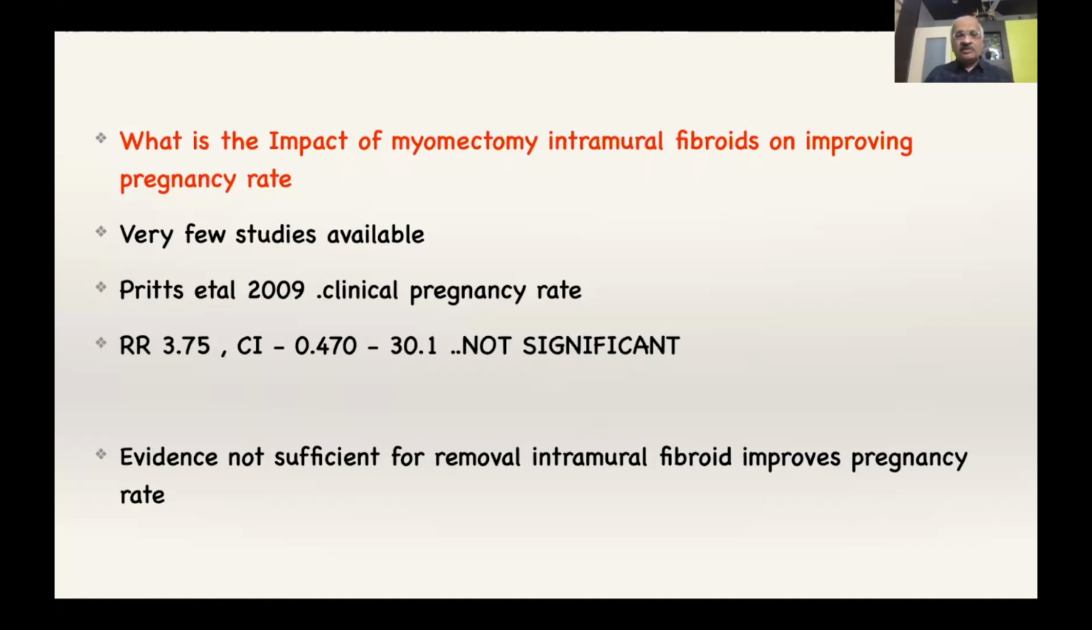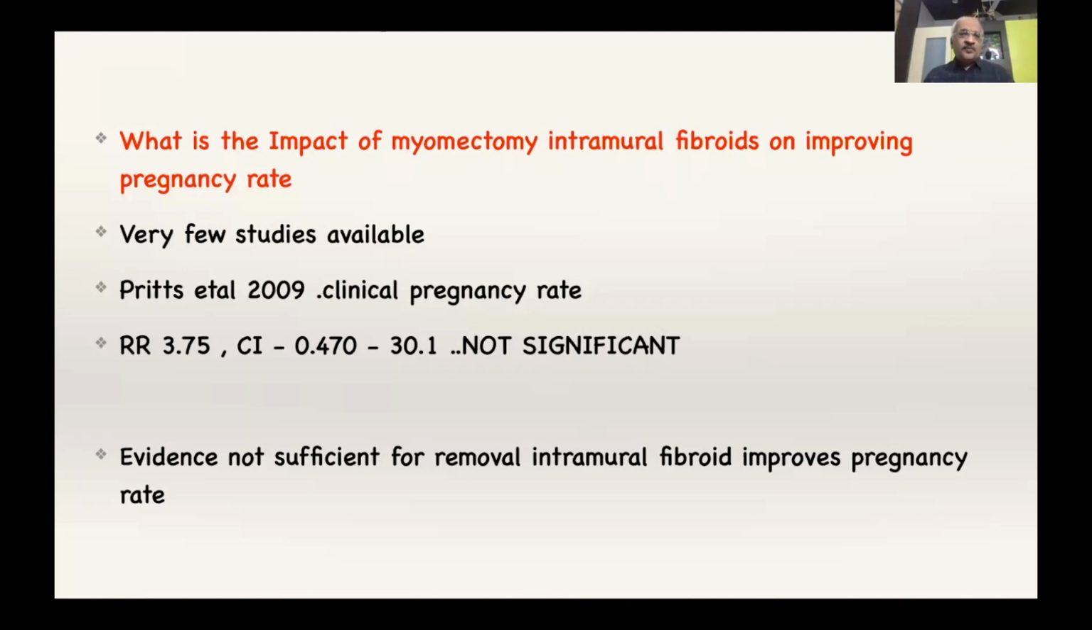There are very few studies available. And again, in the last decade, Pritch et al. in 2009 reported a clinical pregnancy rate relative risk of 3.75. The risk is impressive, but the confidence interval is 0.4 to 30, and that's crossing 1. So definitely this is not significant at all. So whether myomectomy really improves the pregnancy outcome is not very significant, and still we keep advising myomectomy. That was the story in the last decade. So evidence is not sufficient for the removal of intramural fibroids just to improve the pregnancy rate. See the deficiencies in the practice of what we do. This lack of evidence is because of the way the studies are constructed, and we'll come to that.